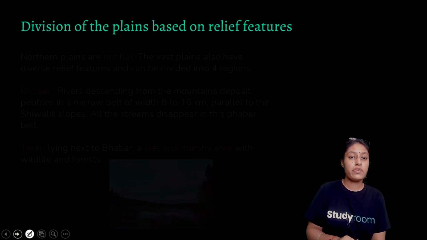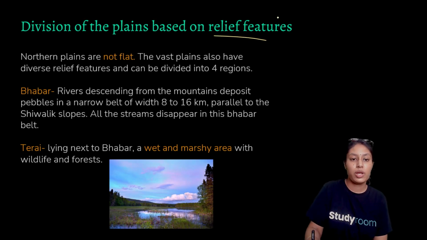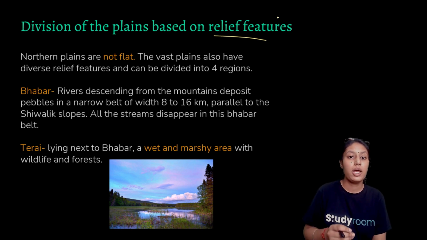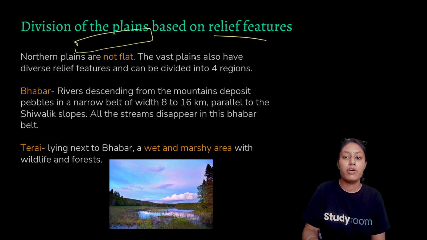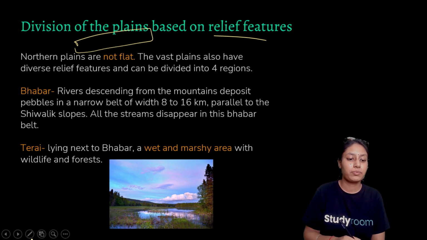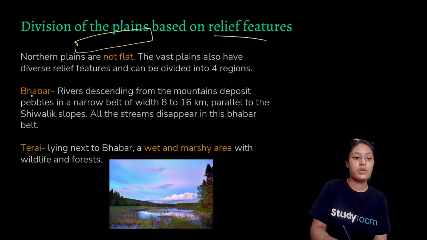Next, we'll talk about division of plains on the basis of relief features. Okay, now plains are also further divided for better understanding. Okay, northern plains are not flat. It does not mean that this land is the northern plain. The vast plain is diverse and is further divided into four regions. Okay, so we'll understand these four regions into which the northern plains are divided. Okay, so first is Bhabar.